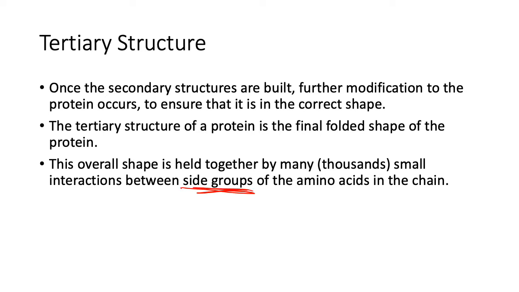In secondary structures, the interactions are between the peptide links of the amino acids. Now we are talking about the interactions between the side groups of amino acids, so not the peptide links, and that's the differentiation between tertiary and secondary structures.